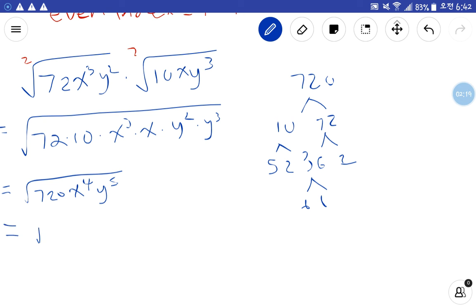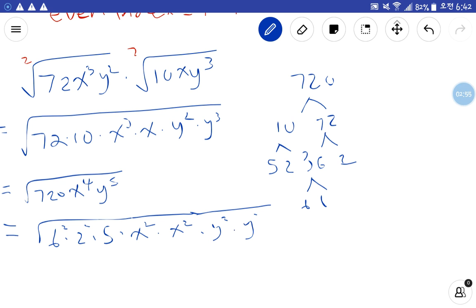So, I would write that down again here. I have 6 squared. And I have 2 squared. And I have a leftover 5, right? That's going to be 720. Then, my next work is I'm going to write down x to the 4th power into squares. So I know that 4 is what? 2 plus 2. So x squared, x squared. And y, we have y squared, and y squared, and your y left, because you need to make a 5. 2 plus 2 plus 1 becomes 5.